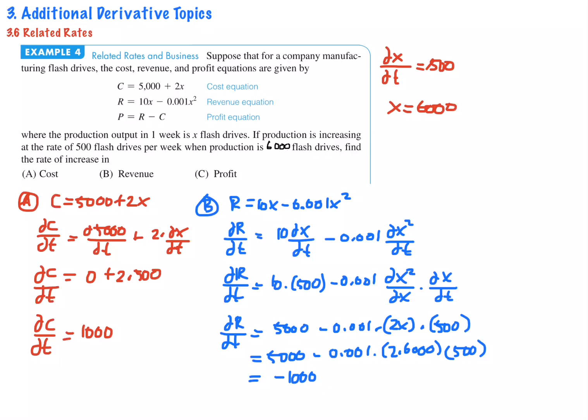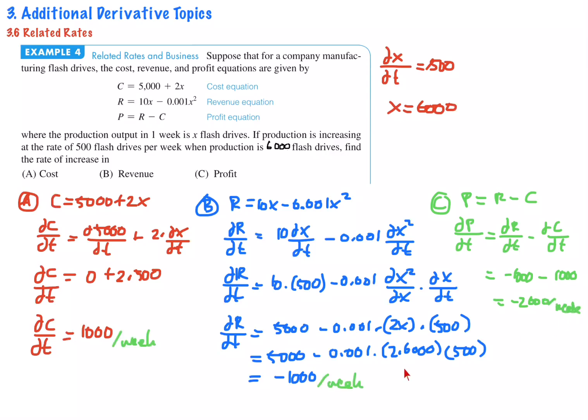And what about the profit? So the profit, P, is equal to R minus C. We can just put it like this: dP over dt equals dR over dt minus dC over dt, and then we'll get dR is negative 1000, and dC is 1000, so we'll get negative 2000. It means that the profit is decreasing at the rate of $2,000 per week. I noticed that I should put week over here, yeah, and I should put the dollar sign.